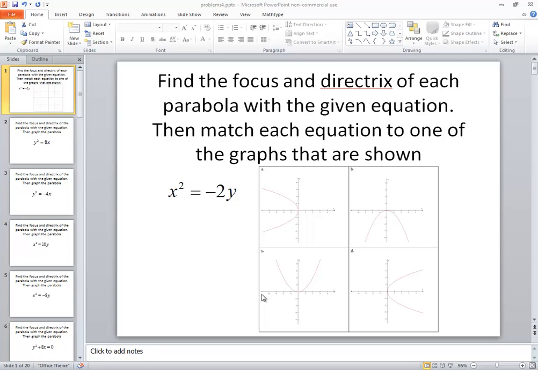Take a look at this problem. We want to find the focus and directrix and then match the graph up to one of the four graphs given. So we've got x squared equals negative 2y.